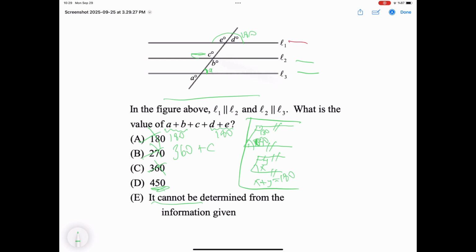I mean, it seems like it is more than 90 here, but this figure can be misleading as well, so we can't assume based on some angles that we are used to. So we simply will say that we cannot determine what the total value of A, B, C, D and E is. We know that A plus B is 180 or D plus E is 180, but we can't know this C value here. So the answer is E.